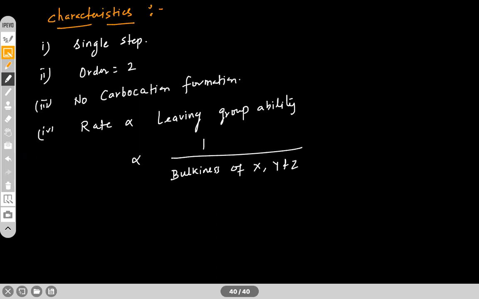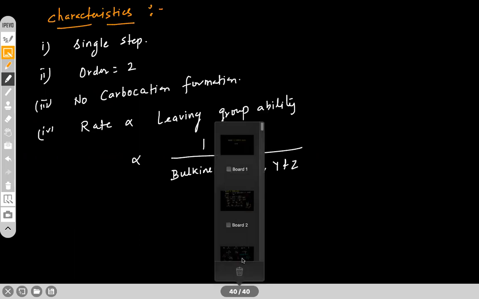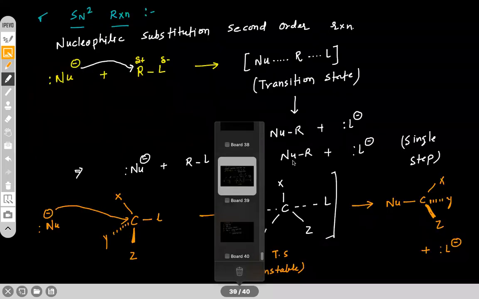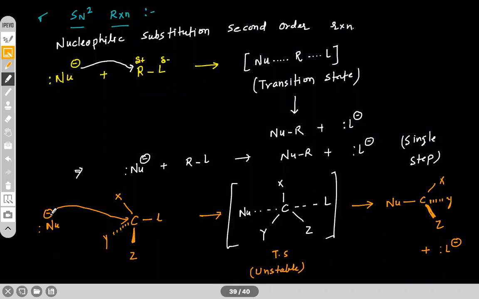What is the meaning of this bulkiness of X, Y, and Z? If X, Y, Z is a bulky group, then this will not let the nucleophile attack on the carbon atom because of hindrance. It provides hindrance to the nucleophile, and hence the attack of the nucleophile is difficult and the rate of the reaction decreases.